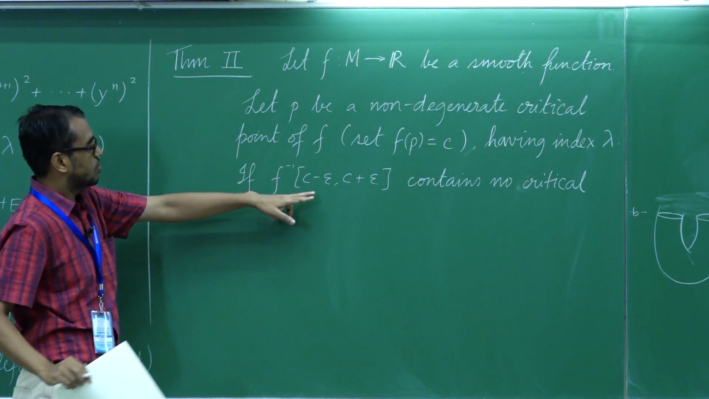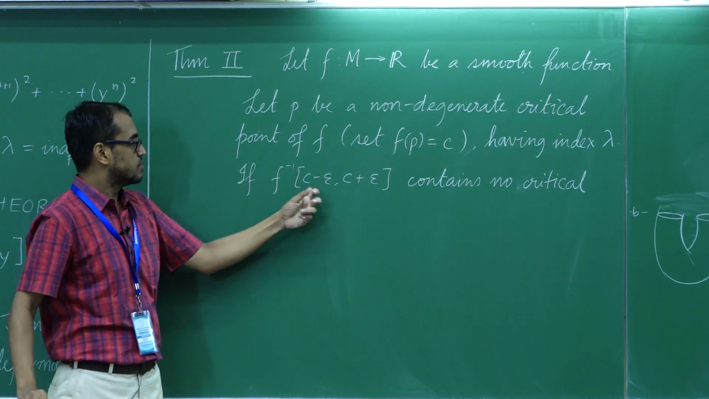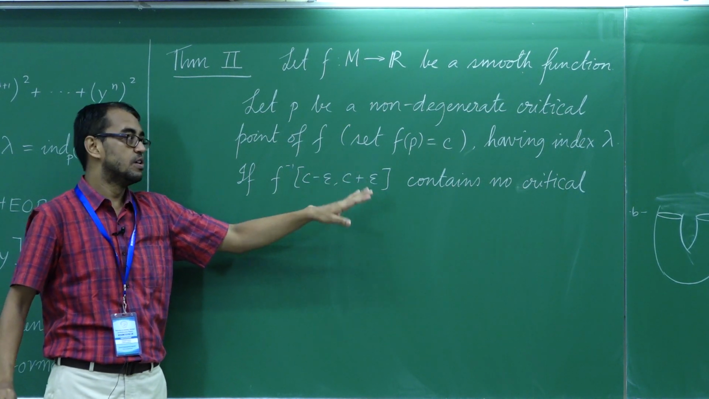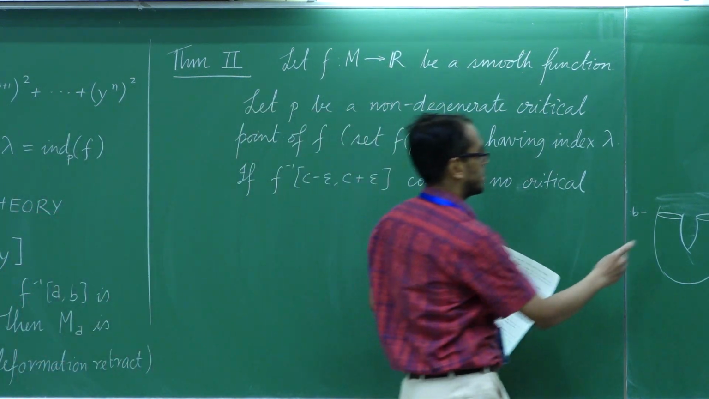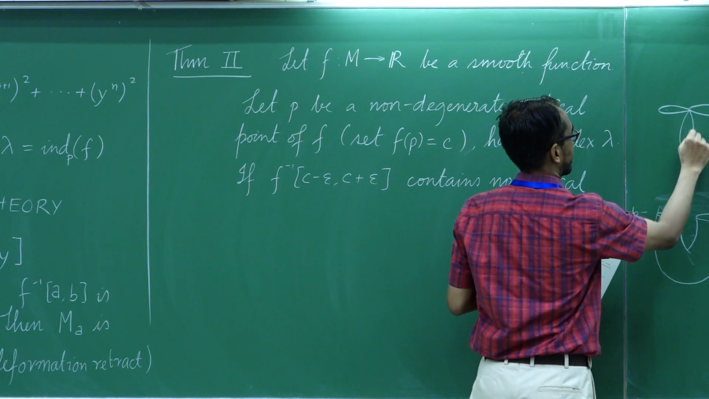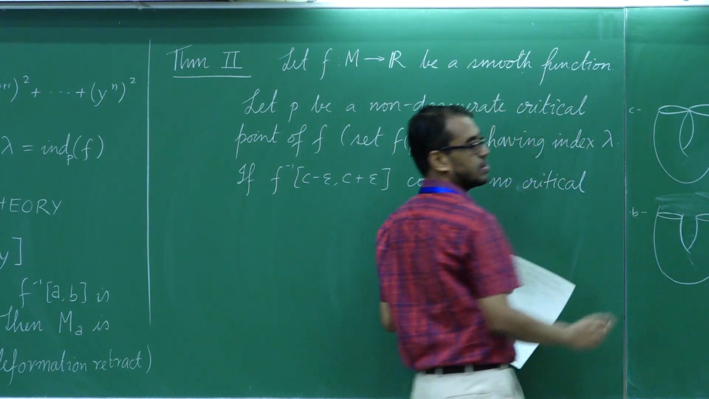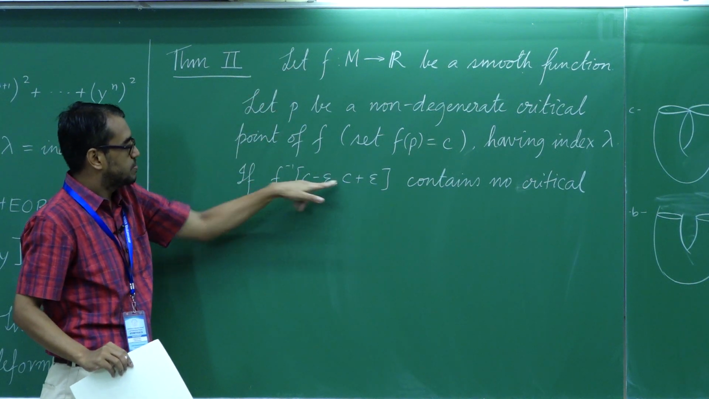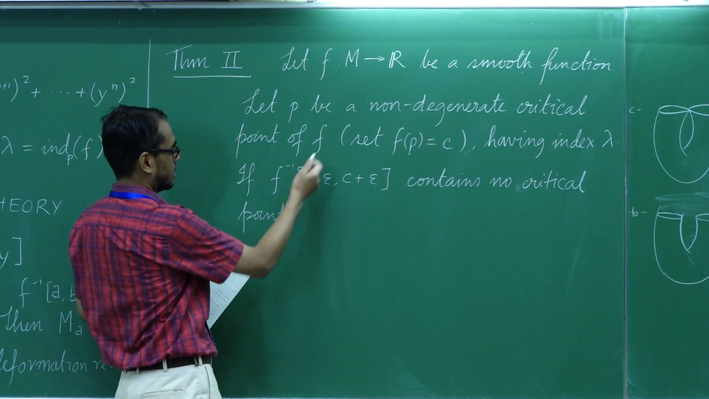So the thing is, you look at f inverse c and you look at a slightly thickened version of f inverse c, which means you look at f inverse of c minus epsilon to c plus epsilon, for epsilon of this form. So f inverse c of course contains p, which is the critical point. In our example here, this was what we had, right? This would have been your c. That's your p. So now we are saying, suppose there is a sufficiently small epsilon so that this contains no critical points other than p, because p is already in there.